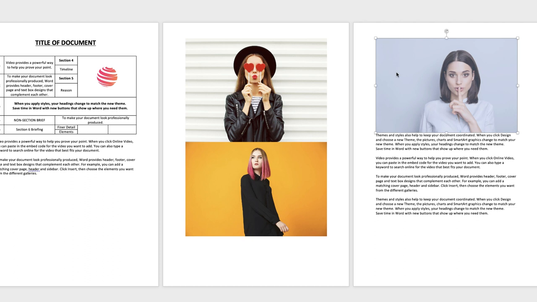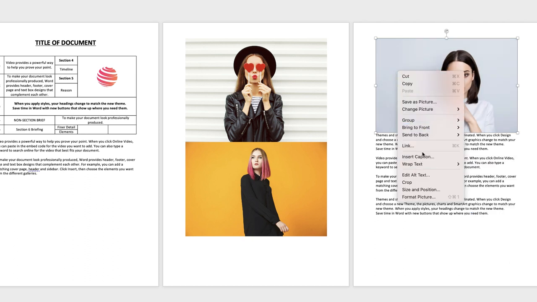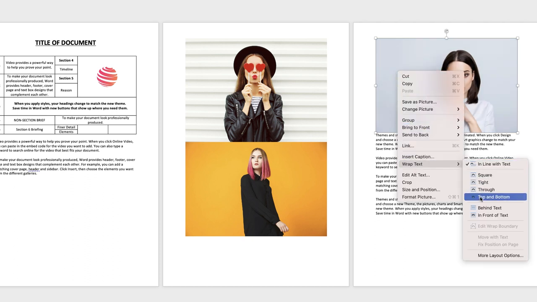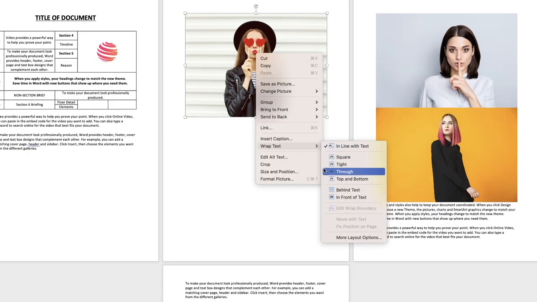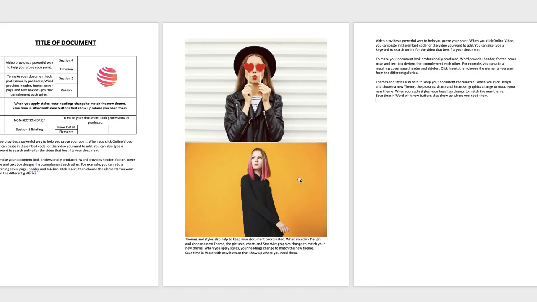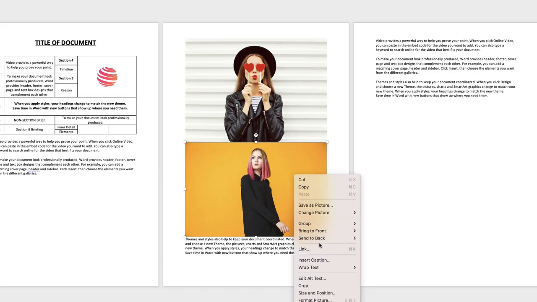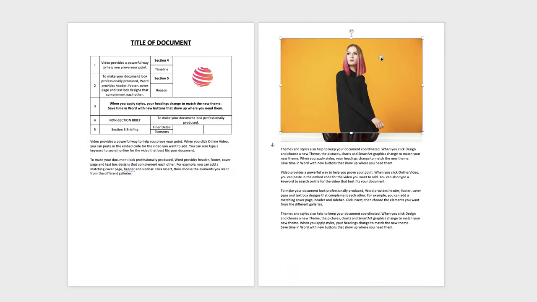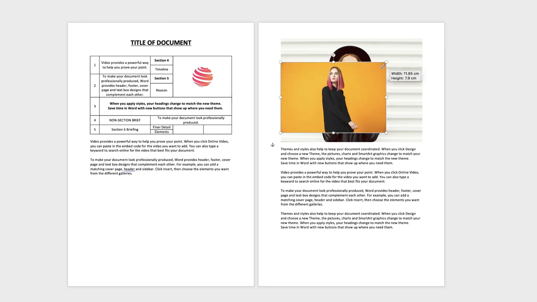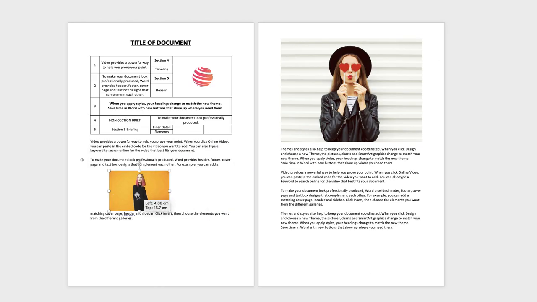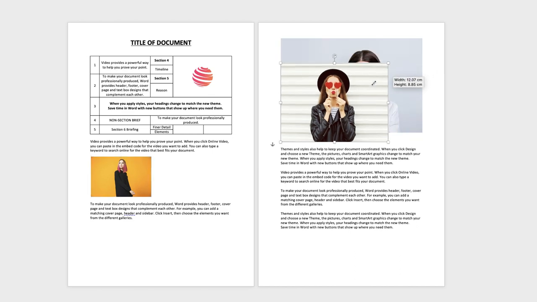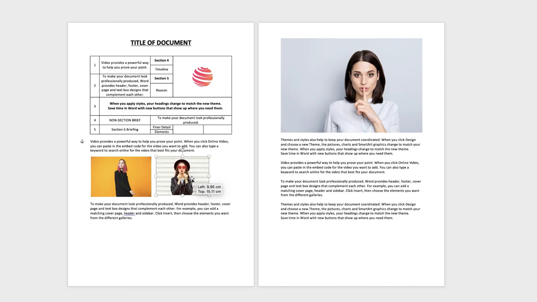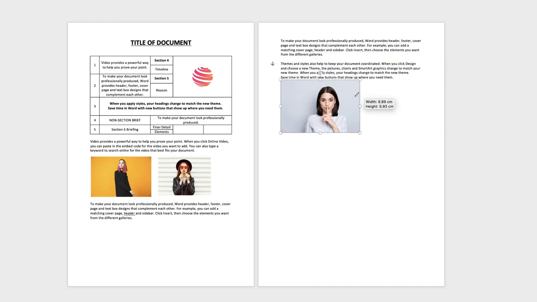So once again, right click on each image, go down to wrap text, and then again, we can go to top and bottom. Do the same with this one, top and bottom. And again with this one, wrap text, top and bottom. Now don't worry if they disappear, they've just gone behind each other. So we can resize them now. We can place them anywhere in our document. Again, let's resize this one. And again, let's resize this one.